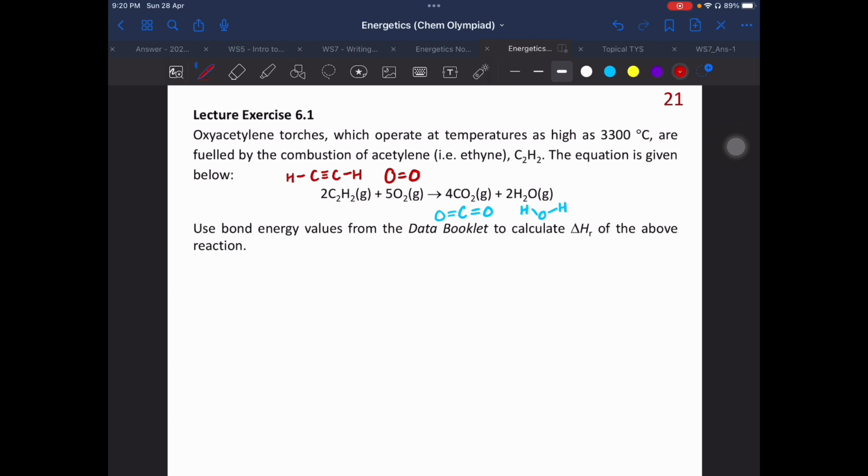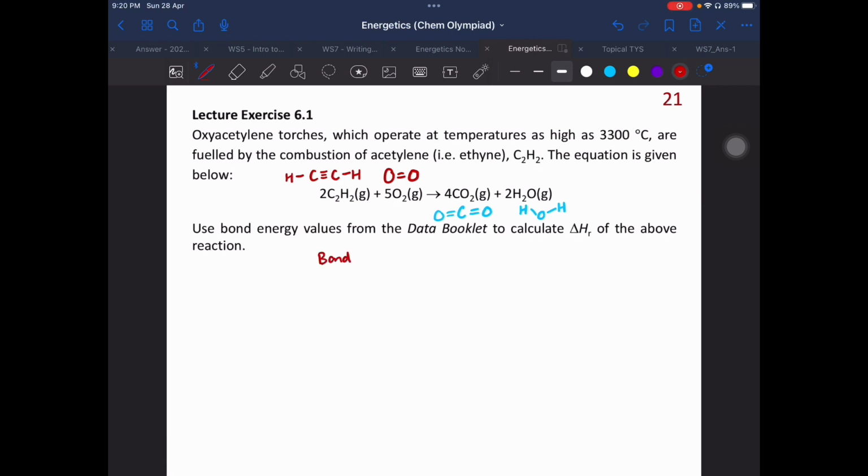So in every reaction, there's always going to be bond breaking, right? So bond breaking happens at the reactant, and then there's always going to be bond forming, and that happens as the product is being formed, right? So what we can do here is to just add up the amount of bond energy depending on what kind of bonds we are looking at. So let's take a look at the left hand side first for the reactant. So what are the bonds that we need to break?